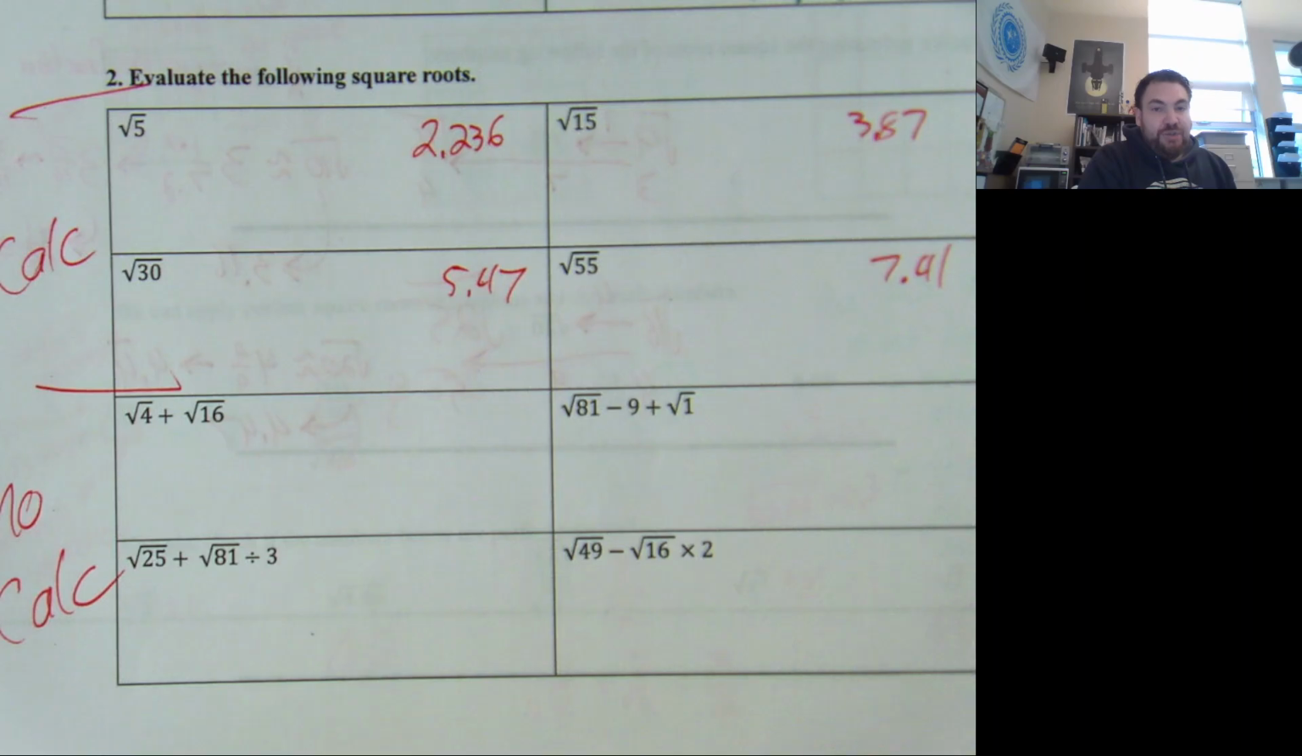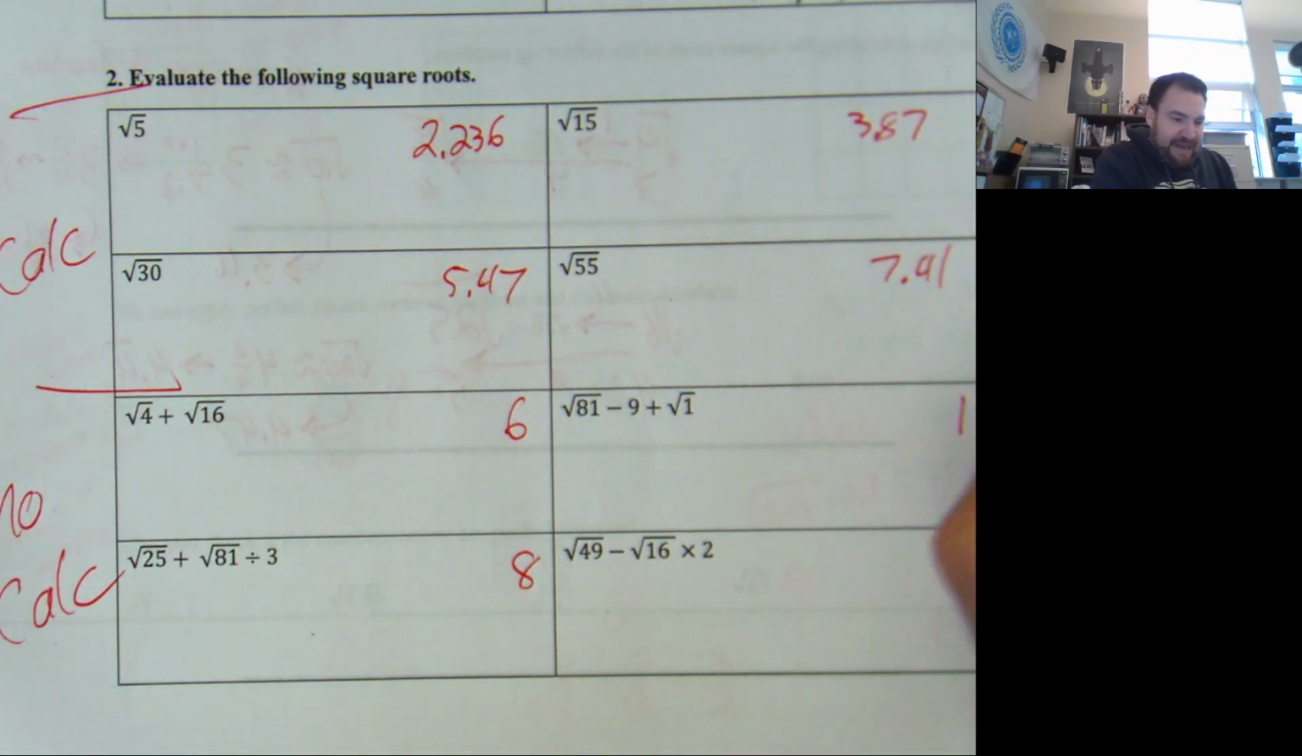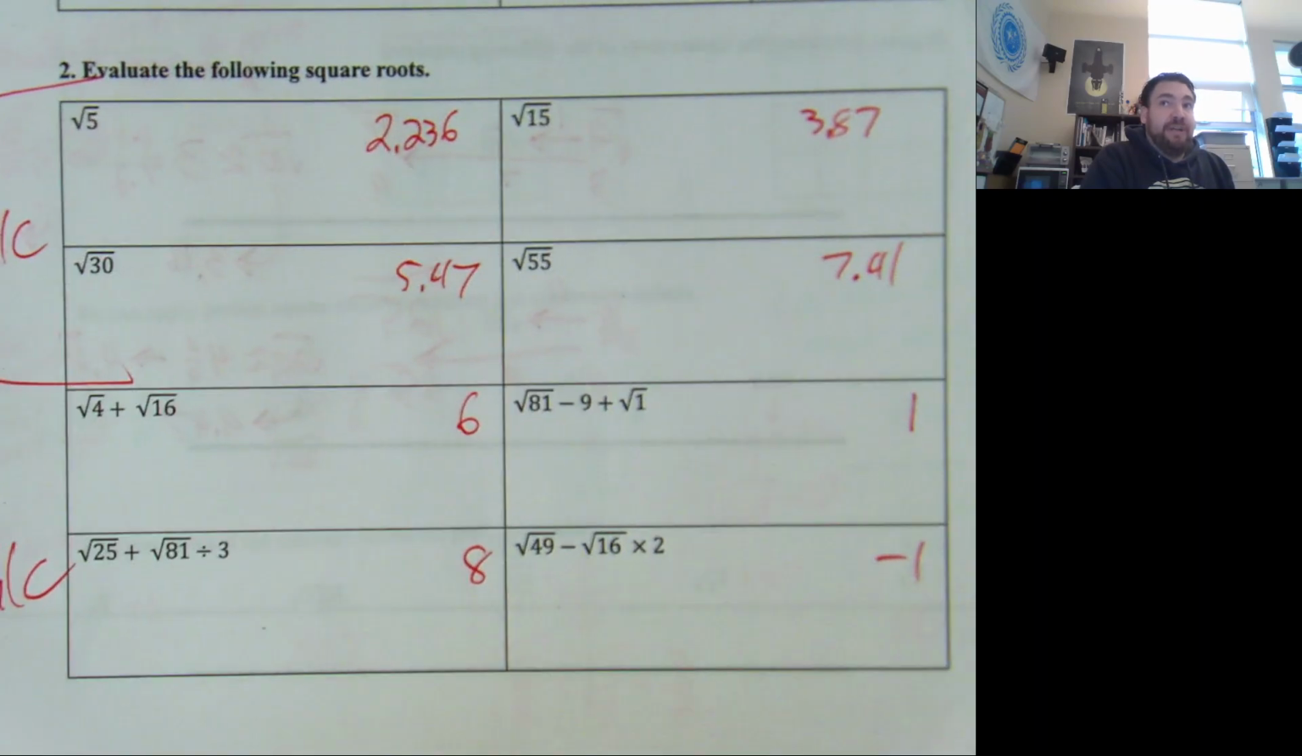And then these guys here, I wanted you to be able to do without a calculator. You should have gotten 6, 8, 1, and -1. Does anyone want me to do any of those bottom questions?